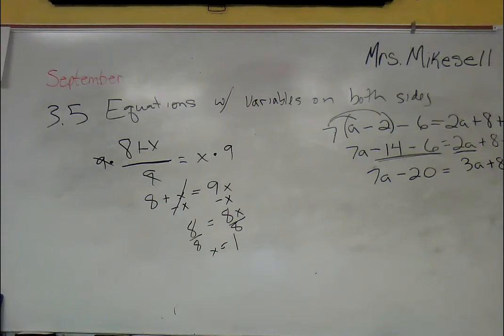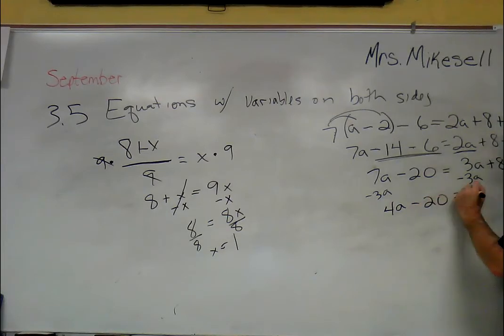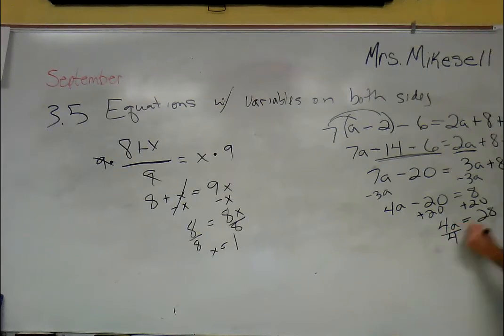Okay. What's our smaller variable? 3a. It's positive, so we're going to subtract. 4a minus 20 equals 8. So now we're basically at the two-step equation. Here's our variable, so we want to get rid of negative 20. Add 20. 4a equals 28. Get rid of multiplying by 4 by dividing by 4. a equals 7.